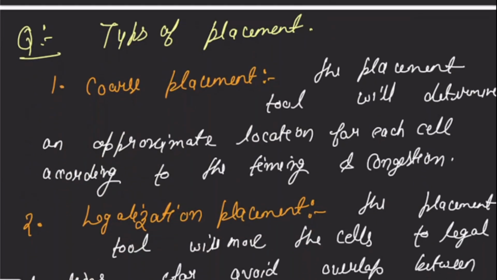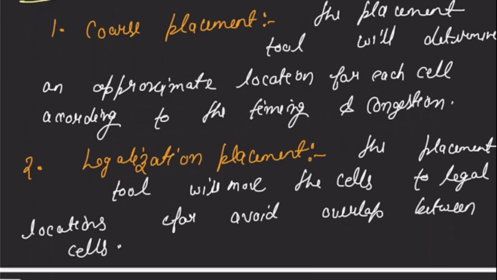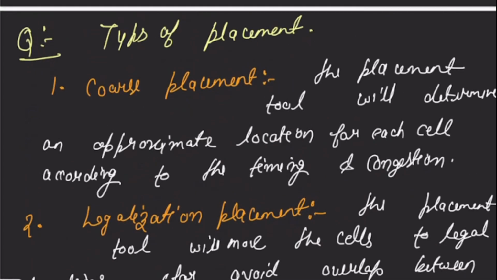The next question is what are the types of placement? There are two types, coarse placement and legalization placement. In coarse placement, the placement tool will determine an approximate location for each cell according to the timing and the congestion. In coarse placement, the tool will only determine the approximate location for each cell. But in legalization placement, the tool will move the cells to their legal locations to avoid overlap between the cells. These are the types of placement.